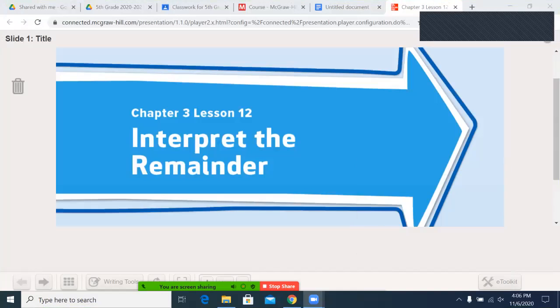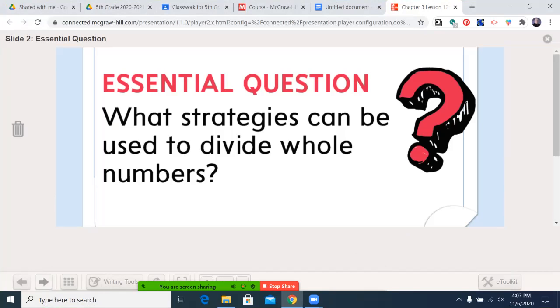Today's lesson, Chapter 3, Lesson 12, Interpret the Remainder. The essential question in Chapter 3: what strategies can be used to divide whole numbers?